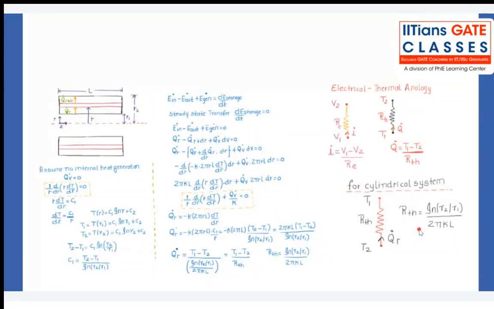Clear? Not clear? Not clear. Actually, sir, in this picture, what is R1 and R2, sir? R1, I couldn't understand, sir. Okay, let me tell you. See, imagine this is a pipe, and I am showing the inner section here. So R1 is the inner radius of the pipe.